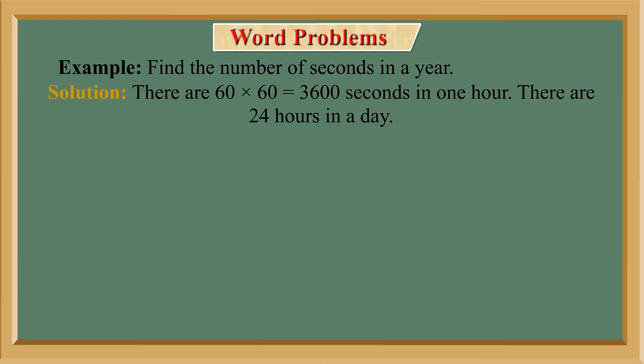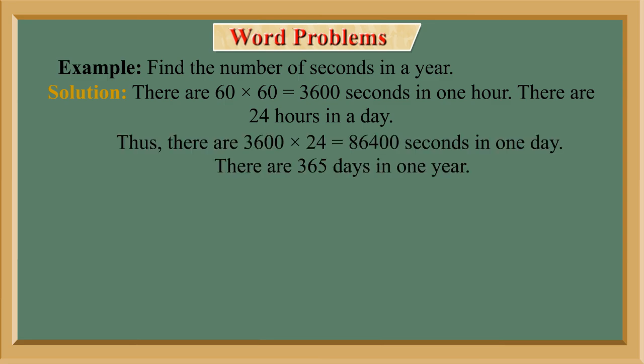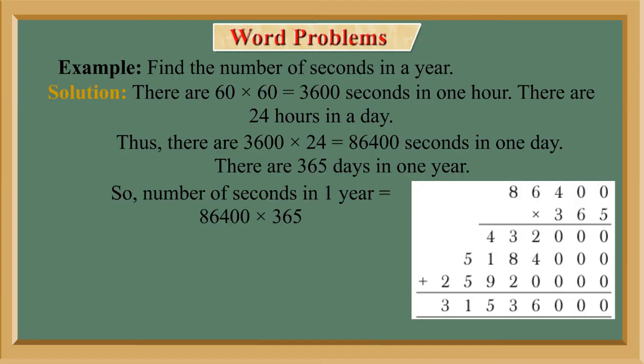Word problems. Example. Find the number of seconds in a year. Solution. There are 60 times 60 equals 3600 seconds in 1 hour. There are 24 hours in a day. Thus, there are 3600 times 24 equals 86,400 seconds in 1 day. There are 365 days in 1 year. So, the number of seconds in 1 year is equal to 86,400 times 365. Thus, there are 3,15,36,000 seconds in 1 year.